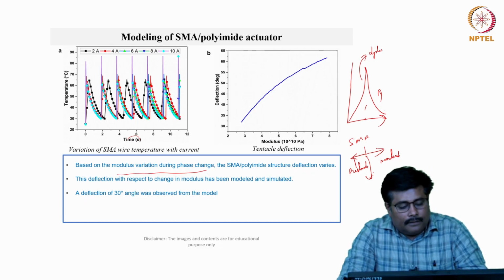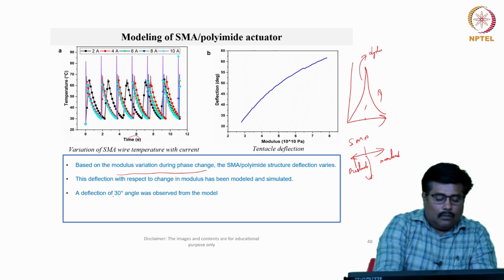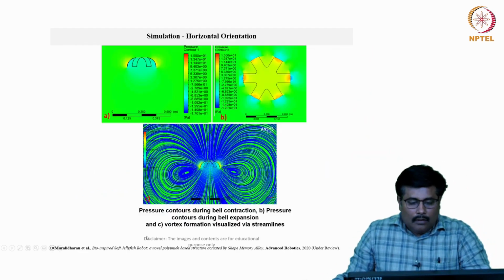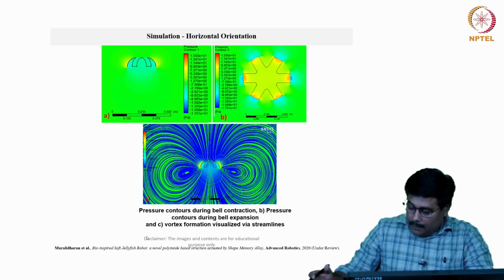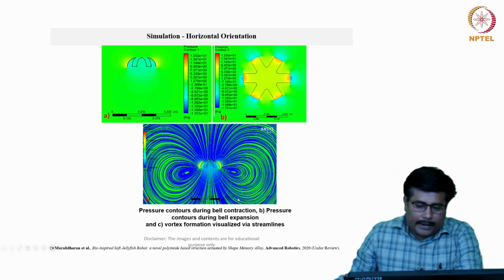This deflection with reference to change in modulus can be modeled, and the overall deflection is restricted to around 30-degree angle, which basically caters the requirement of the actuation. Now, this is a kind of a simulation which basically talks about where exactly the actuation happens.